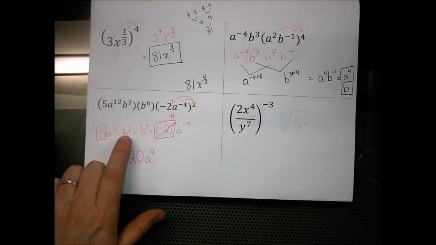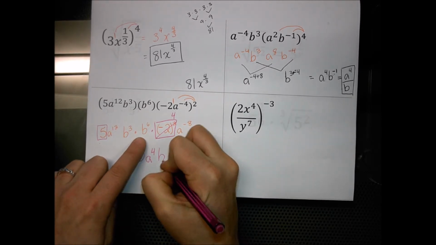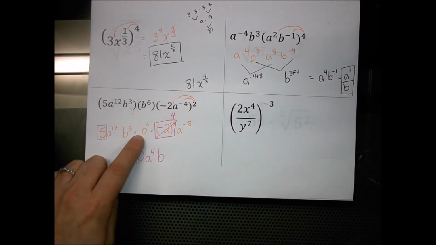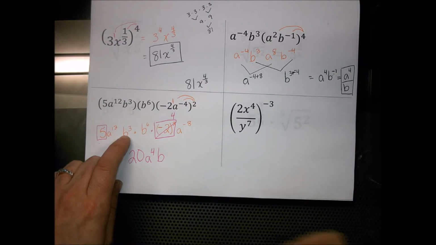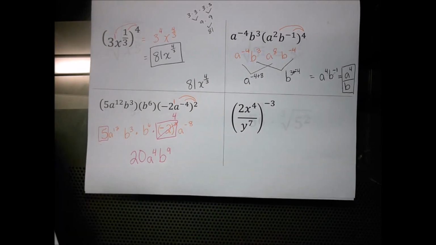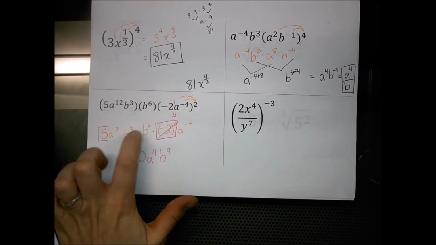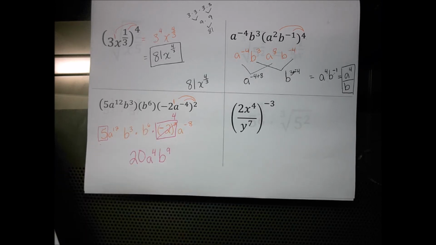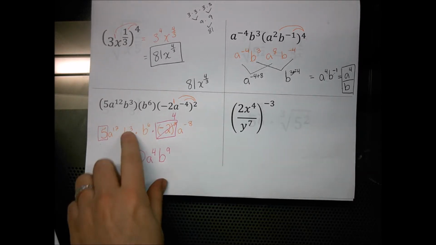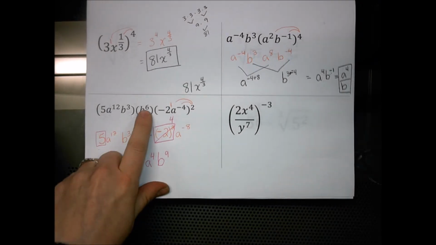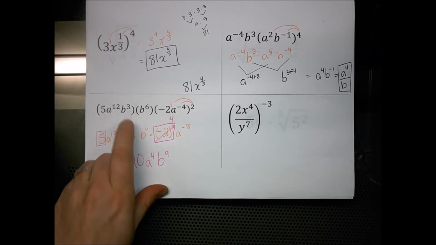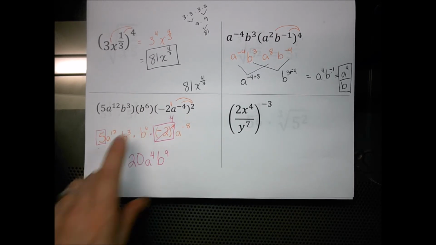And what about your b values? This is b to what? The 9th. Very good. So, why did we not multiply the 3 times the 6? Because there's inside the parentheses exponents. Good. There's no number outside the parentheses here, because there are no parentheses, right? These are both inside the parentheses, which means you add their exponents.